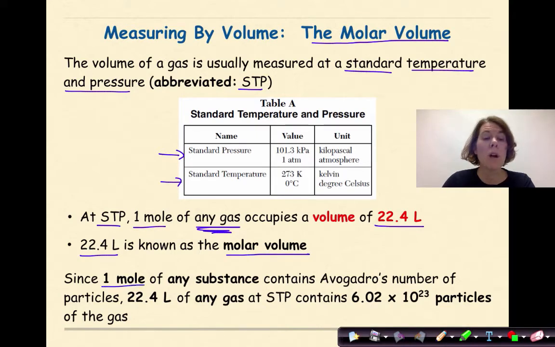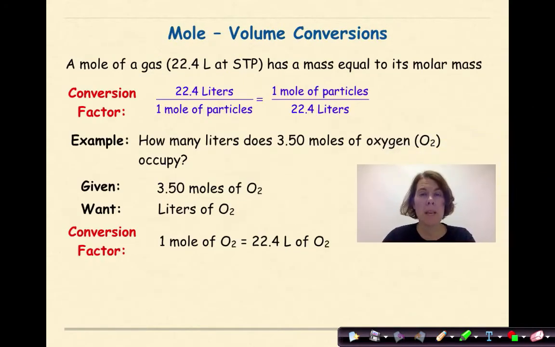Since 1 mole of any substance contains Avogadro's number of particles, 22.4 liters of any gas at STP contains 6.02 times 10 to the 23rd particles of that gas. Let's look at some examples of mole volume conversions. A mole of gas, 22.4 liters at STP, has a mass equal to its molar mass. And remember, molar mass is just gram formula mass.